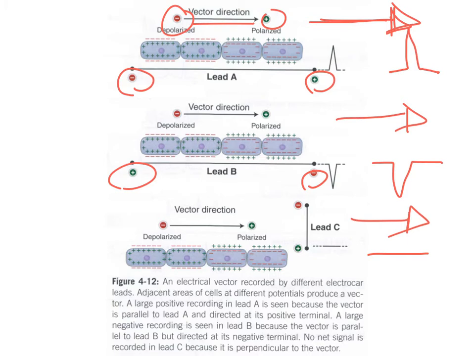So all these leads, what they do is they pick up electrical signal going in their direction, and based on whether it's the same direction or a positive direction, the deflection on the paper would be either positive or negative.